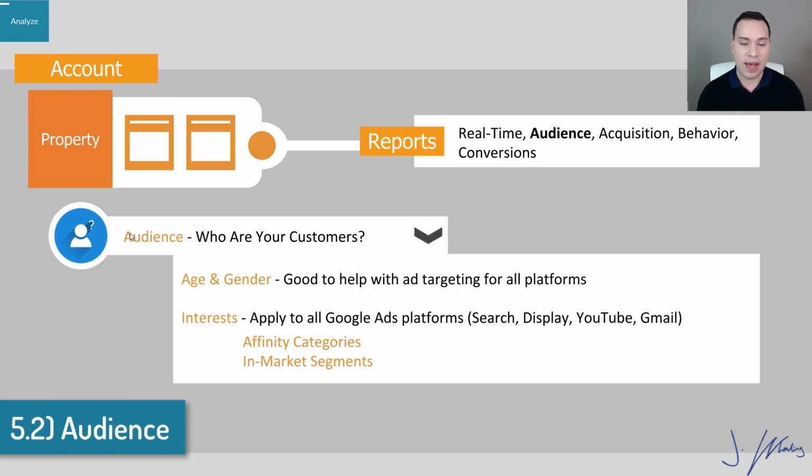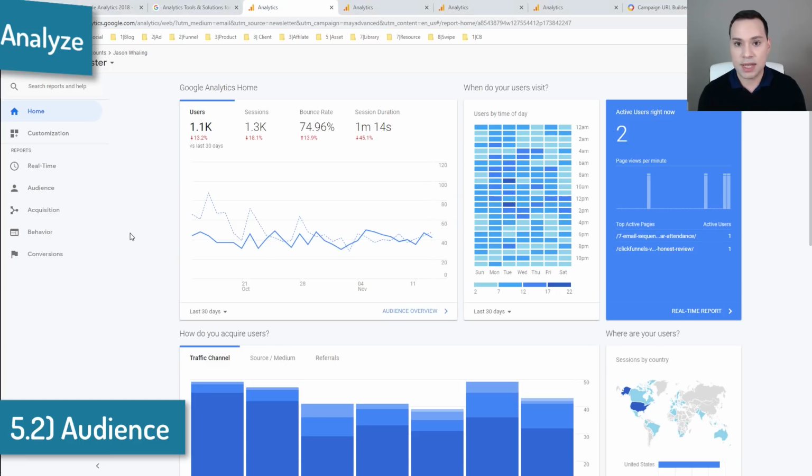So first up, we have audience, and inside of audience, there are a lot of different options, but really here, we're just going to focus on 2. Age and gender, for obvious reasons, and then interests. Now, what's really cool about interests is that these audiences that we're about to go through are actually the exact same targeting options you have inside of Google Ads. So I'll get more into that in a second here.